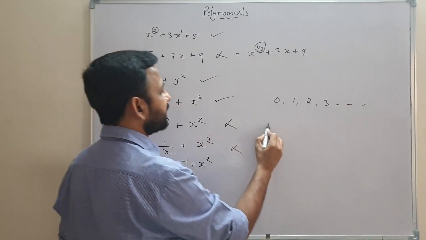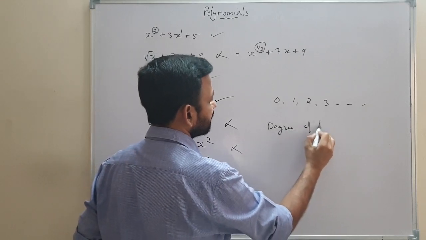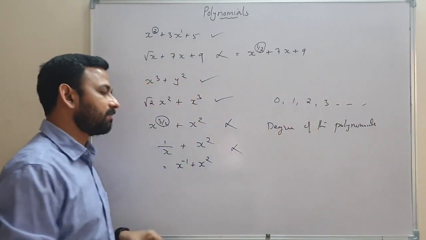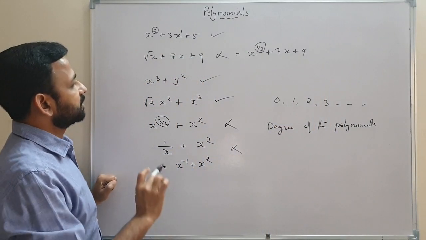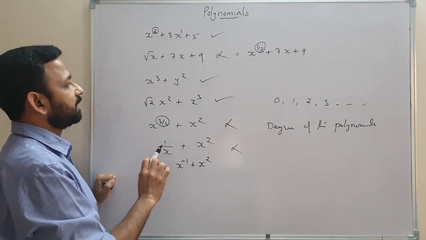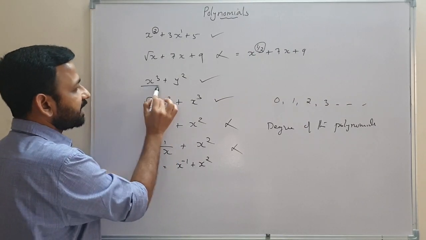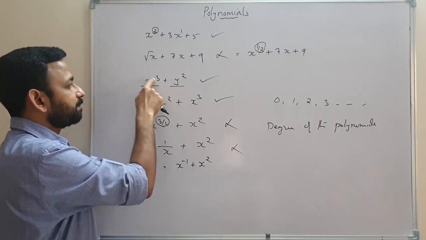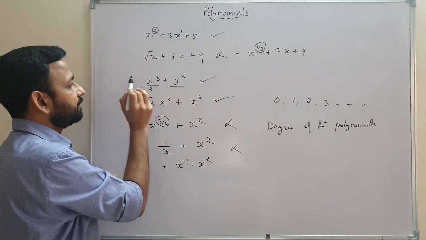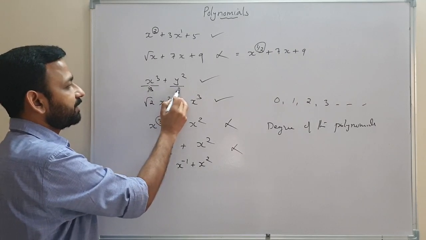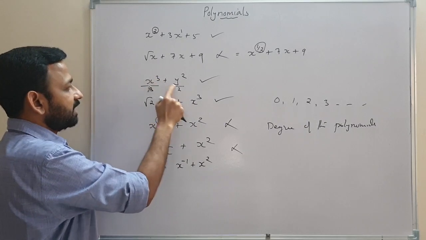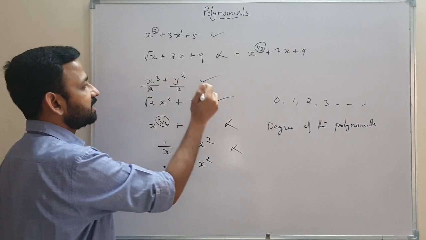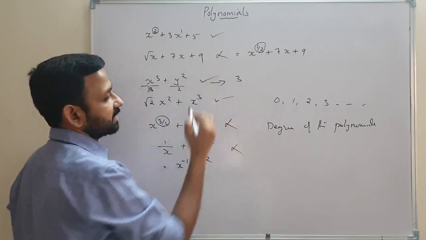Now we need to learn the degree of a polynomial. We learned the degree of a polynomial in lower classes. If we want to find the degree of a polynomial, we find the degree of the terms. Here we have two terms. The degree of a term is the power of the variable. So here the degrees are 3 and 2. The degree of this term is 3 and the degree of this term is 2. Then the highest degree among 3 and 2 is 3. Therefore the degree of this polynomial is 3.